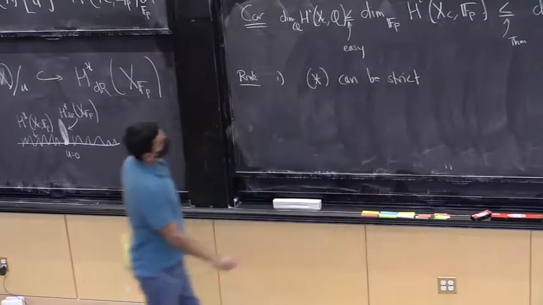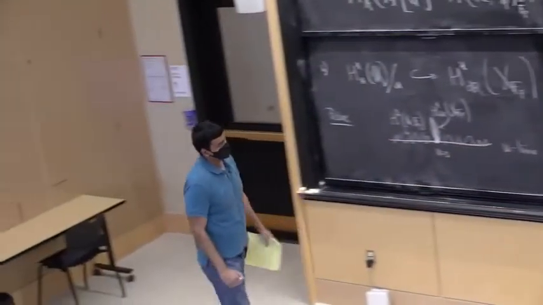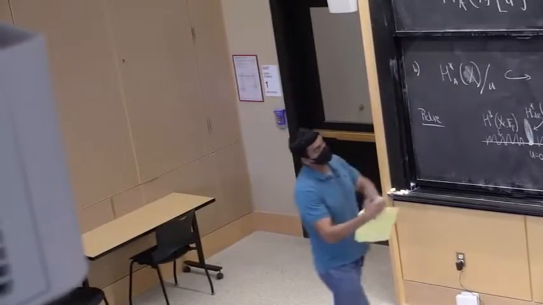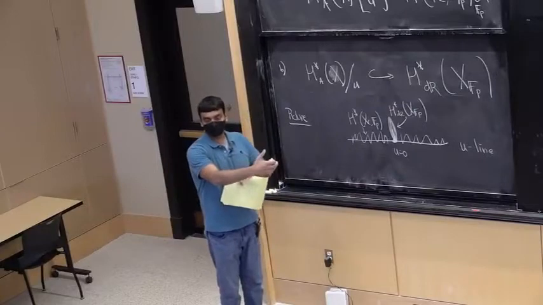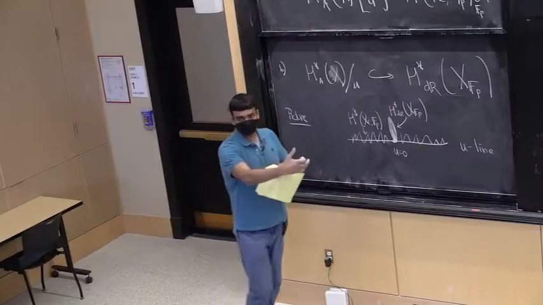I mean, both of them, but the second one in particular can be strict. So the relationship is not going to be as nice as in classical Hodge theory, where the two sides are isomorphic, because they just have different dimensions. So they cannot be isomorphic.